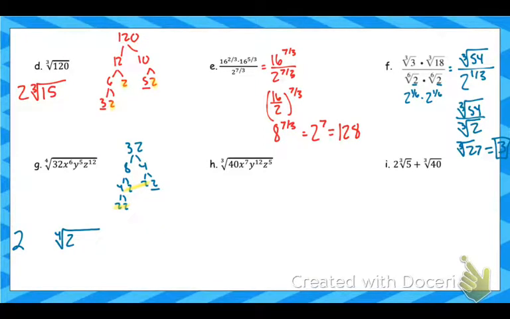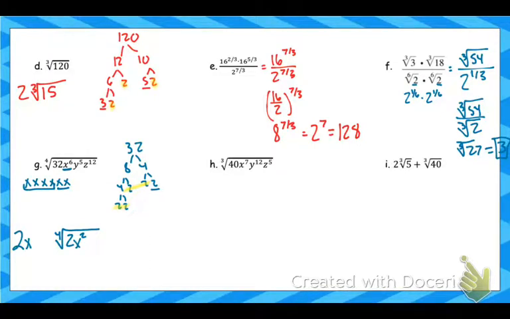Well, now we need to consider the variables as well. So x to the 6th power. X to the 6th power means x times x times x times x times x times x. So if I have 6 x's, I'm still looking for sets of 4. Well, I have one set of 4. So x to the 4th, one set comes out. So x is going to come to the outside. What's left over is 2 x's. X times x is x squared. That stays over on the inside.